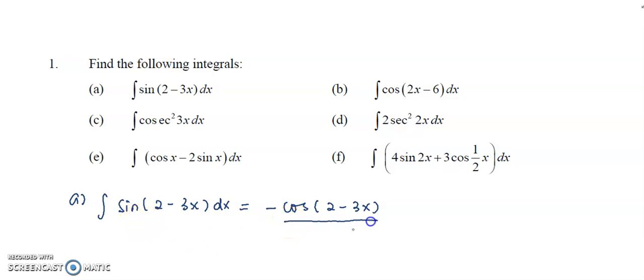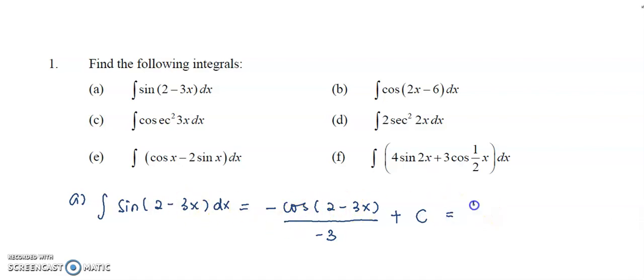And don't forget to divide your answer by the coefficient of x. The coefficient of x is negative 3, which according to the formula is your a. And then this is an indefinite integral, so of course you need to add the constant c.